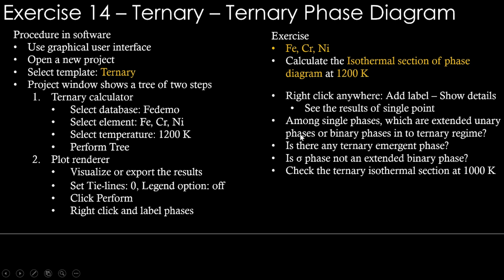So now we can ask some interesting questions from the diagram. Among single phases, which are extended unary phases or extended binary phases into the ternary regime? Is there any ternary emergent phase? Is sigma not an extended binary phase? Because it looked like it is in the middle of the diagram. Is it not an extended phase? Is it an emergent phase? Now to understand that better, we have to check the ternary isothermal section at 1000 Kelvin. Just to answer this question, let's try to do that.